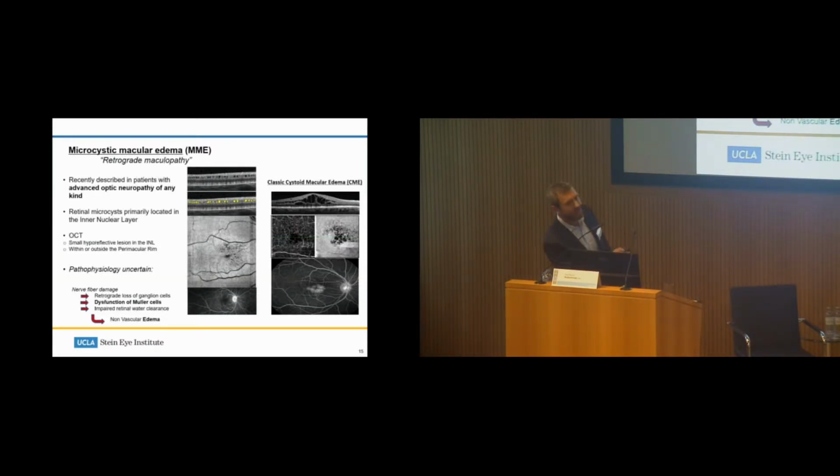this is very different from the classic cystoid macular edema you find in vascular conditions such as diabetic macular edema or macular edema in vein occlusion, where you have multiple, confluent cystoid changes in the different layers involving the fovea and leaking on the fluorescein angiogram. The microcystic macular changes are non-vascular. The pathophysiology stays uncertain, but it's probably related to some dysfunction of the Muller cells leading to this non-vascular edema.